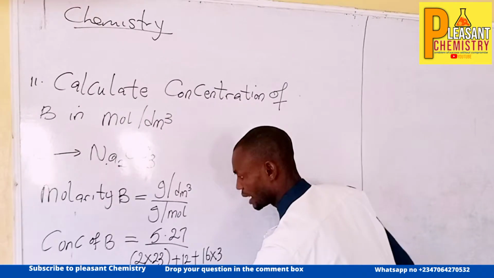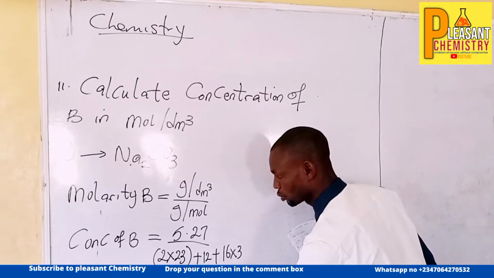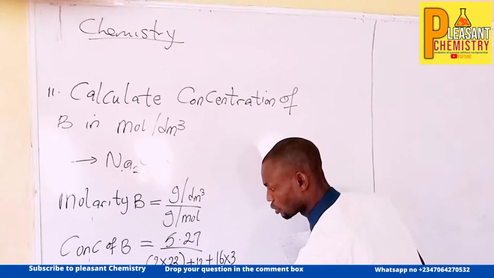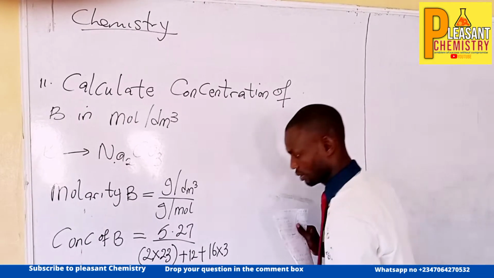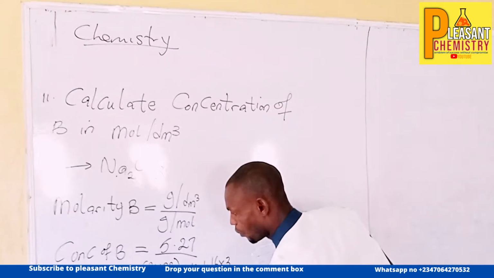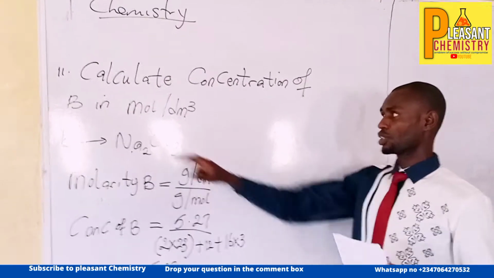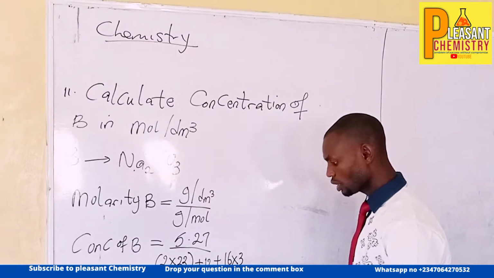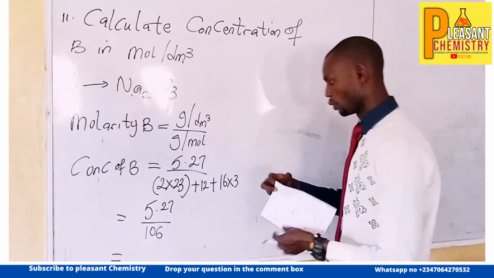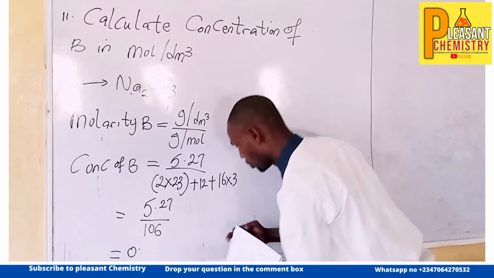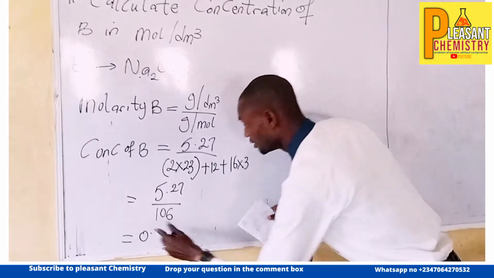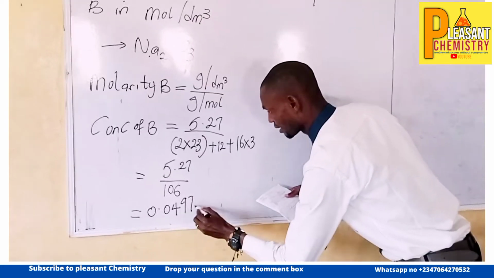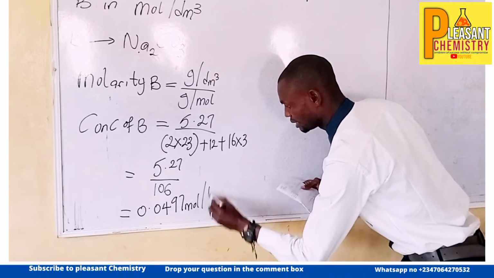So in that regard, we are going to have 5.27 divided by, if you do the calculations here, it's supposed to give us 106. So our molar concentration, which is mole per dm cube, is equal to, if you do your calculation very well, you are going to have 0.0497 mole per dm cube.